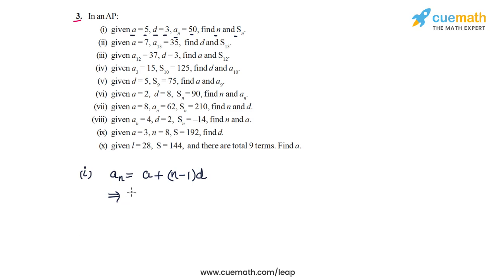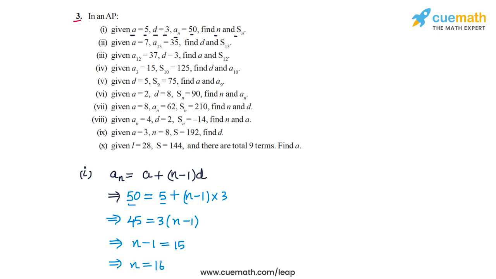So an is 50, the nth term is 50, the first term is 5, and then we have n minus 1 into d, which is 3. d is also given to us. So from here we get 50 minus 5, so that's 45, is equal to 3 times n minus 1, and from here we get n minus 1 is 45 by 3, that's 15, or n is equal to 16. So n is equal to 16, and now we can find Sn, the sum of n terms.